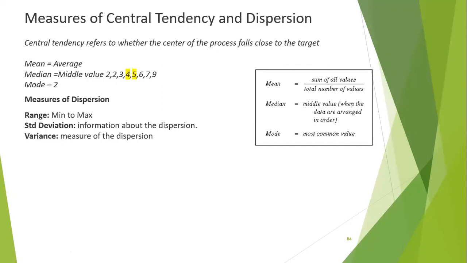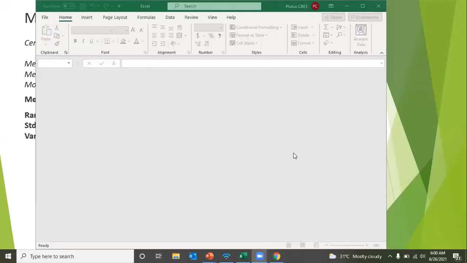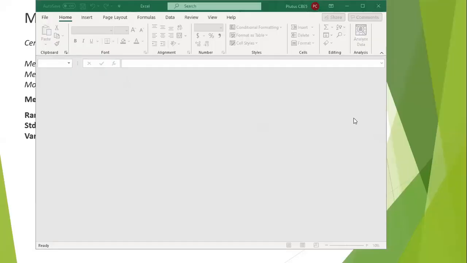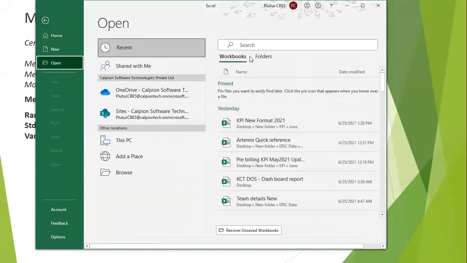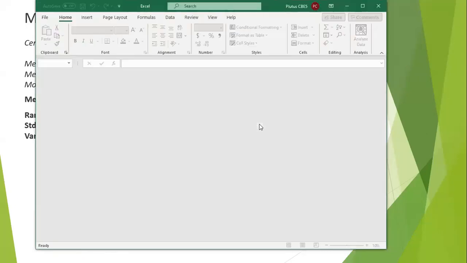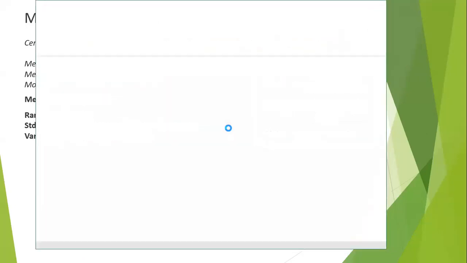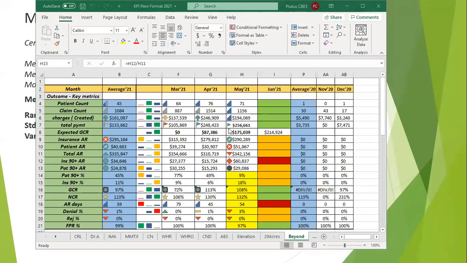Can you see the Excel? No, sir, PPT. One second. Can you see it now? Yeah, we can see Excel. Okay, we will take one.